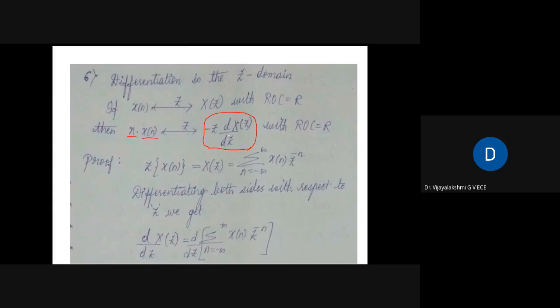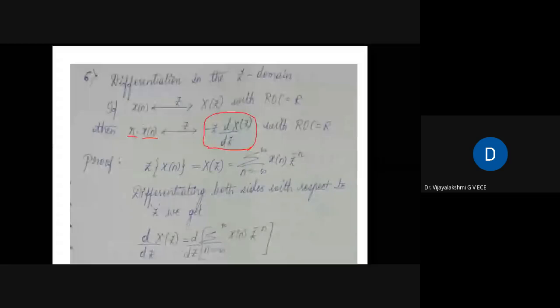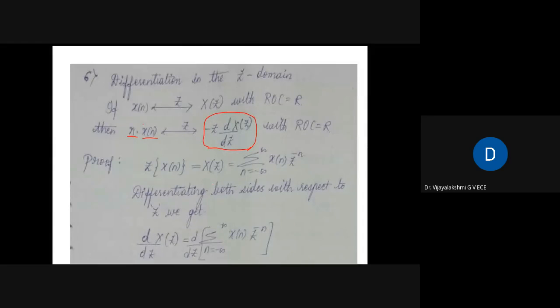It's very simple. So I'll take the definition of the sequence. Z transform of x of n is X of z, which is summation of n varying from minus infinity to plus infinity, x of n into z power minus n. Now this is our Z transform equation. X of z is equal to this. Now what we do is we differentiate this equation on both sides with respect to z. So I can say d by dz of X of z is equal to d by dz of this summation, n varying from minus infinity to plus infinity, x of n into z power minus n.